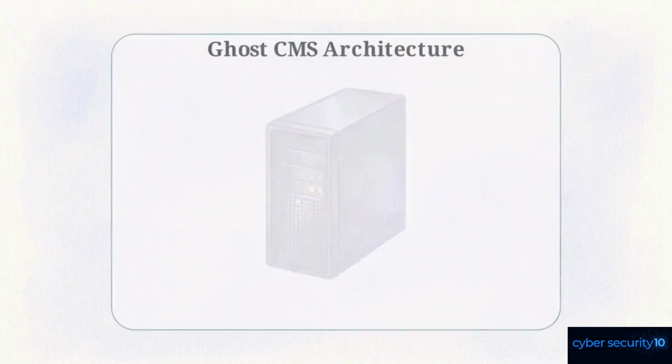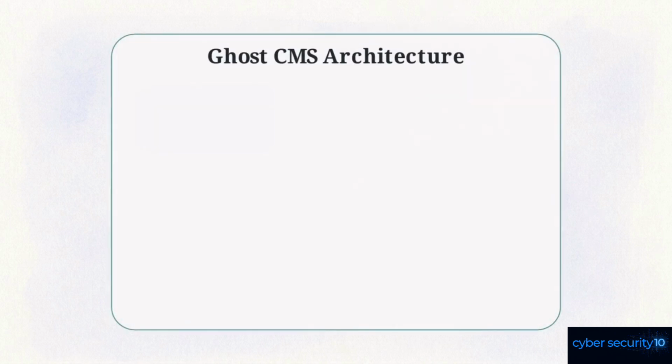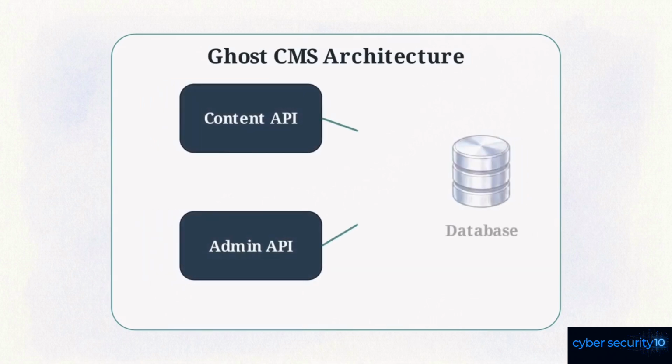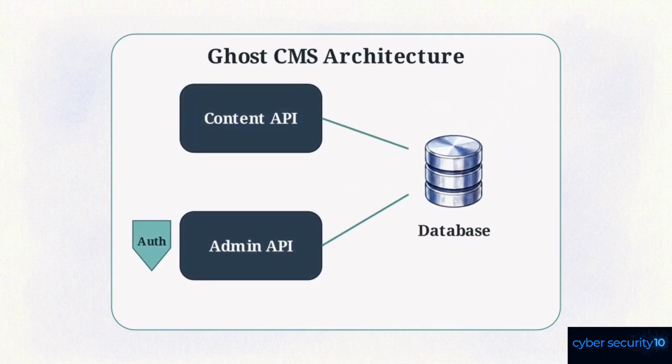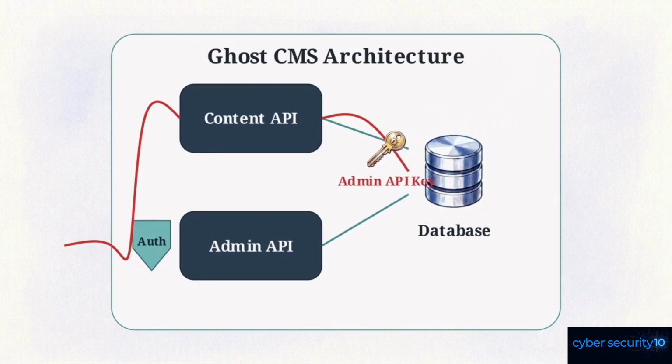This diagram shows the foundational architecture of Ghost CMS, a content API for public articles, an admin API for managing the site, and a database for sensitive records. The vulnerability exists within the content API, allowing external, unauthenticated requests to pass through without valid credentials. By crafting a specific payload, attackers use that unauthenticated route to execute an SQL injection, forcing the database to process arbitrary read commands.